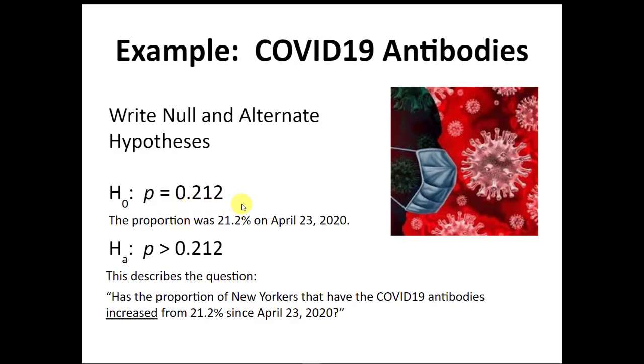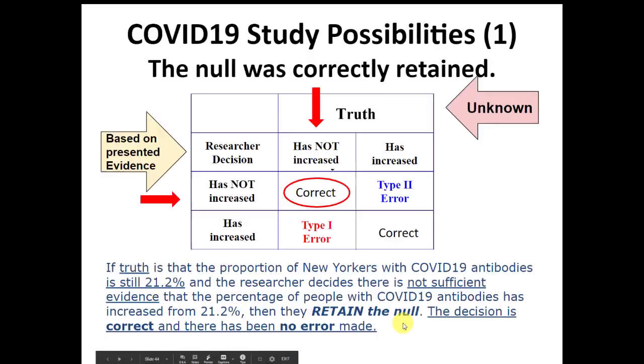That's what it was on April 23rd, 2020. We want to know if it has increased since then, so our alternate hypothesis is that the current proportion has increased since the proportion that was on April 23rd, 2020, which was 21.2%. Okay, and we're using the greater than symbol because we're only interested to see if it increased. We're not concerned if it has decreased or there has been any significant change.